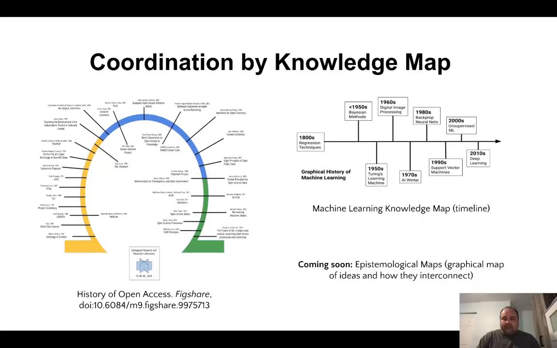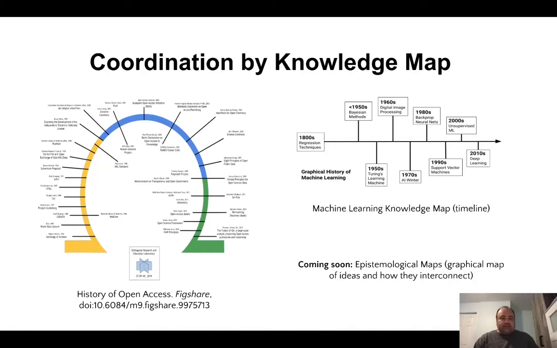And then we can take another map of some other field and match it up and see where they have intersected in the past, or areas where there might be synergies that are unexplored or may be explored in the future.